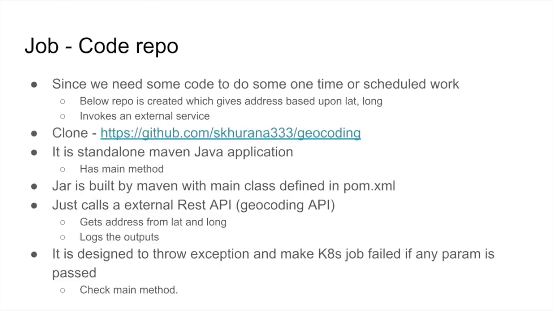For this experimentation, I created a separate code repo, geocoding, because I wanted to do some one-time task, something which does something and then finishes. It's a Maven Java application with a main method. The jar is built by Maven with the main class defined in pom.xml, which has all the setup. Once you do Maven clean install, it will build a runnable jar, so it knows which main method to run.